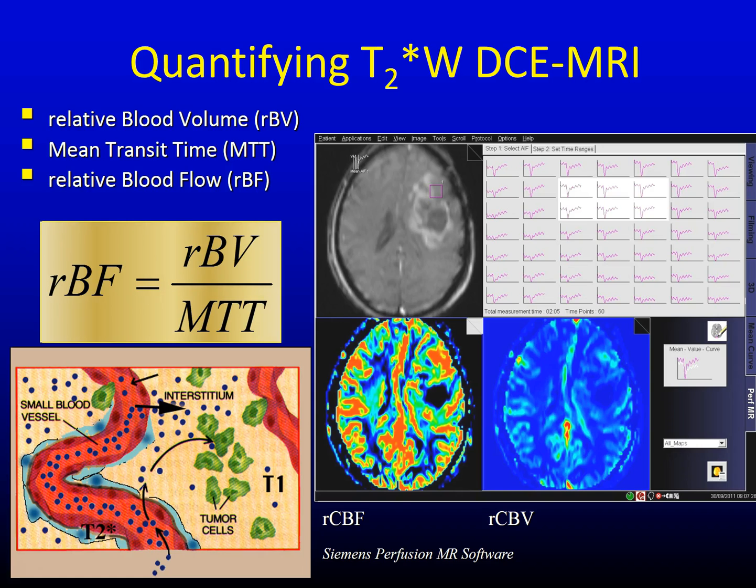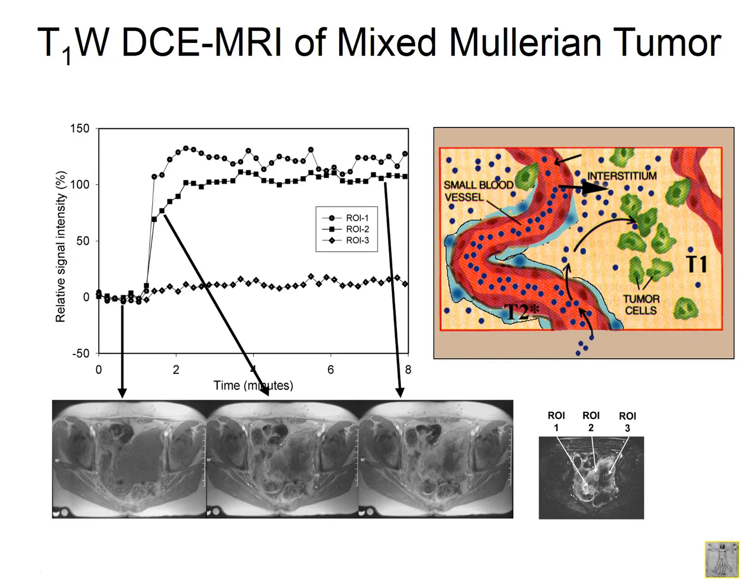Now, the only software that's available commercially for clinical use exists in the brain, and similarly you will have seen these types of images in the brain, relative blood flow, relative blood volume maps. So let's talk about the T1 experiment.